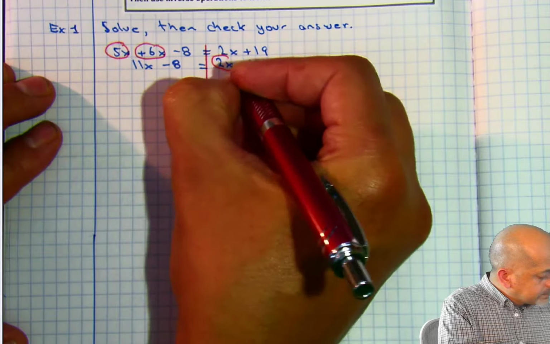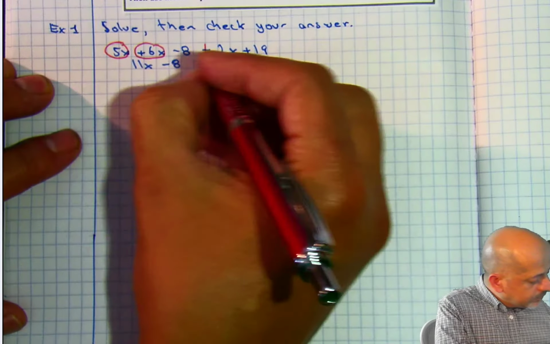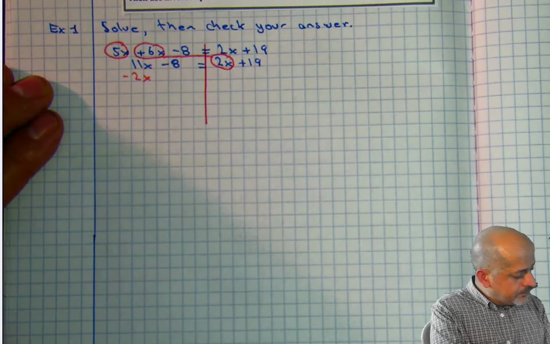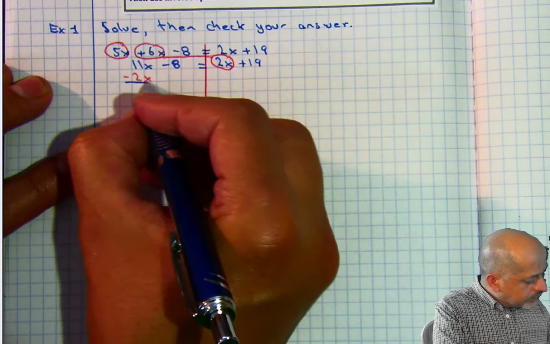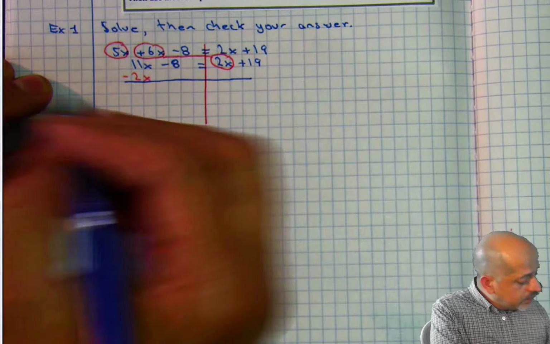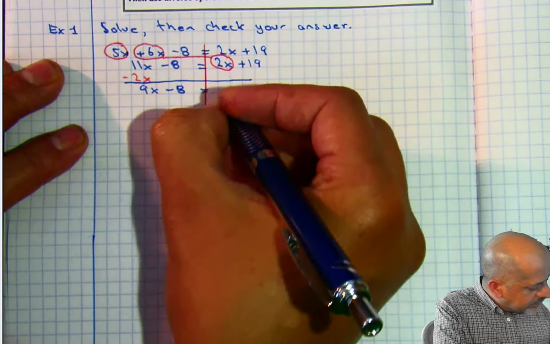So therefore, I'm going to move my 2x, a positive 2x, to the left. We can say negative 2x. Let me just place it in there. Negative 2x. Now I'm going to draw the line. 11x minus 2x will give me 9x. Minus 8 equals 19 comes down.